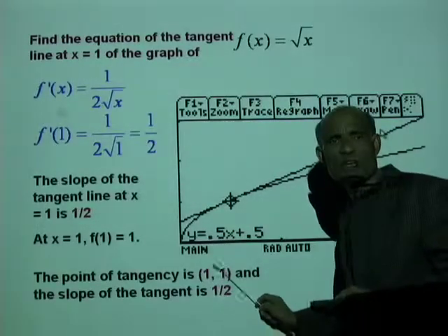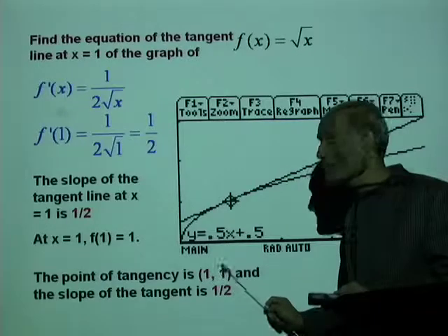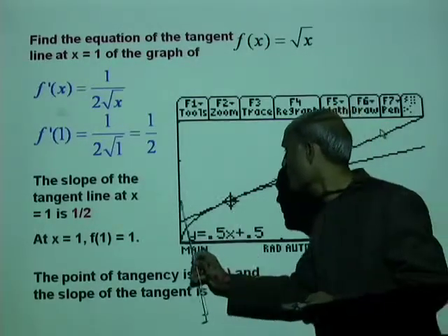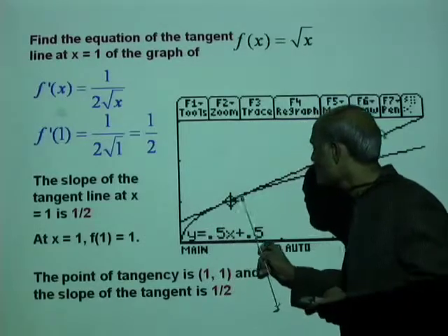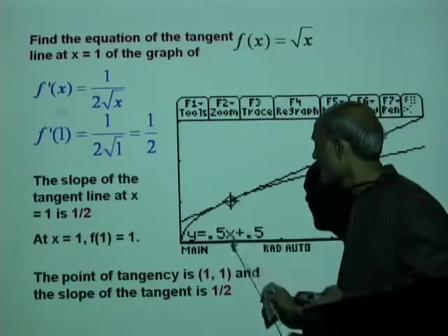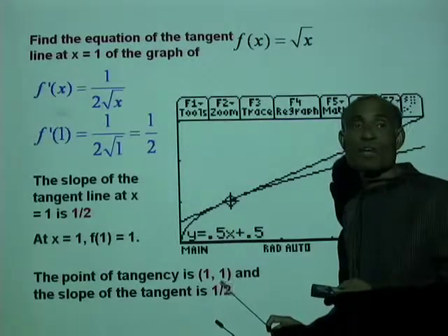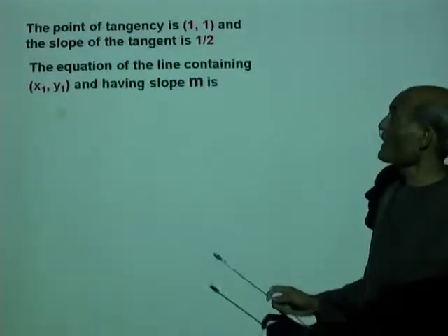Did you understand the meaning of that? The point of tangency is (1, 1). This point corresponds to x equal to 1, y equal to 1, and that is where we have drawn the tangent line. And the slope of that tangent line is 1/2. Can you now write the equation of the line?